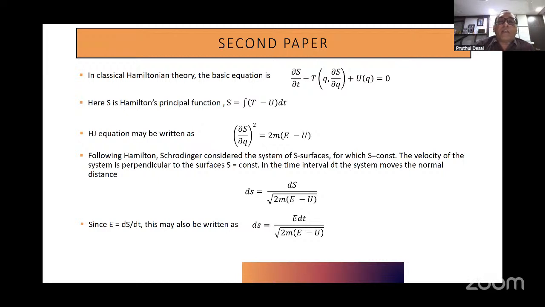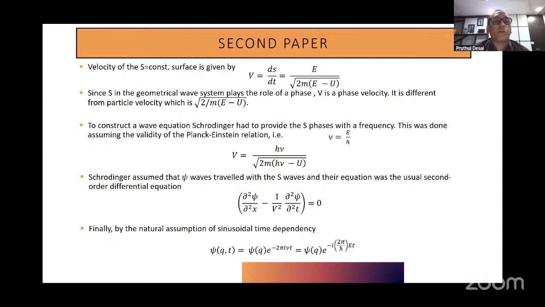So something similar, he says, consider a system of S surfaces where the action is constant. So the velocity of the system is obviously perpendicular to these surfaces. And in a time interval dt, the system moves a normal distance. So the normal distance will be given by this equation, where this small ds is the distance traveled, and E is ds by dt, we all know that. So this means that ds is equal to E dt upon the square root of 2m(E minus U). So the velocity of the S is equal to constant surface is given by v is equal to ds by dt.